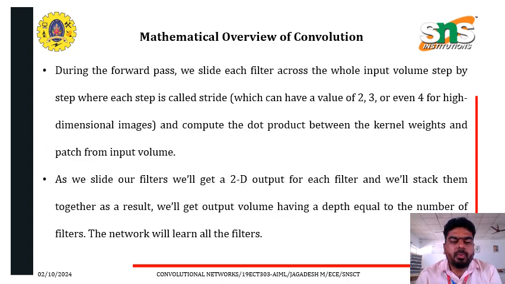During the forward pass, we slide each filter across the whole input volume, where each step is called a stride, which has a value of 2, 3, or even 4 for higher dimension images, and compute the dot product between the kernel weights and the patch from the input volume. As we slide our filters, we will get a 2D output for each filter, and we will stack them together. As a result, we will get an output volume having a depth equal to the number of filters. The network will learn from all the filters.